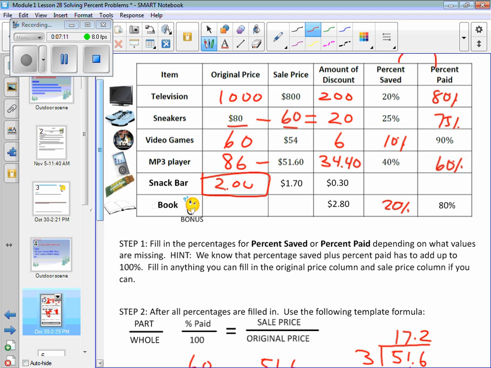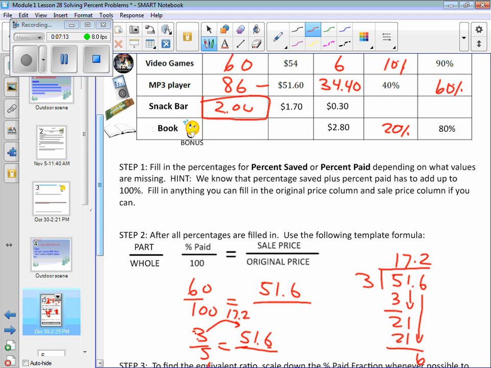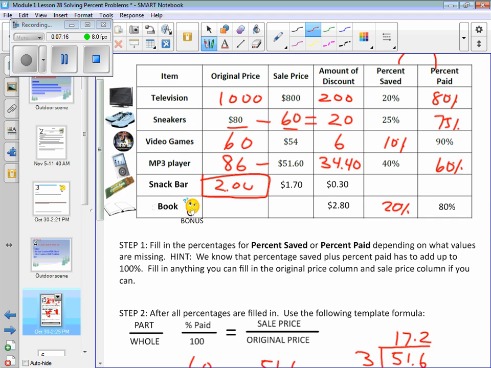Okay, let's do snack bar. Snack bar, we have all our dollar figures. They're trying to figure out percent.